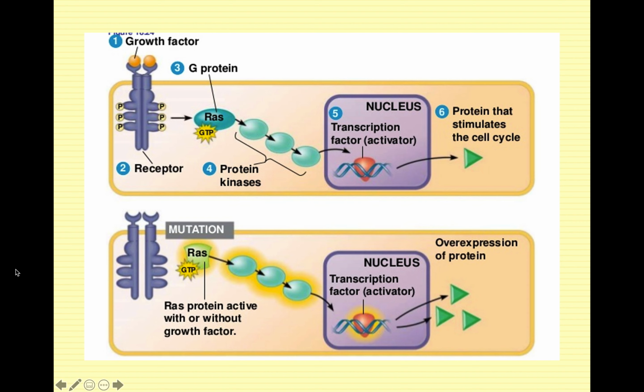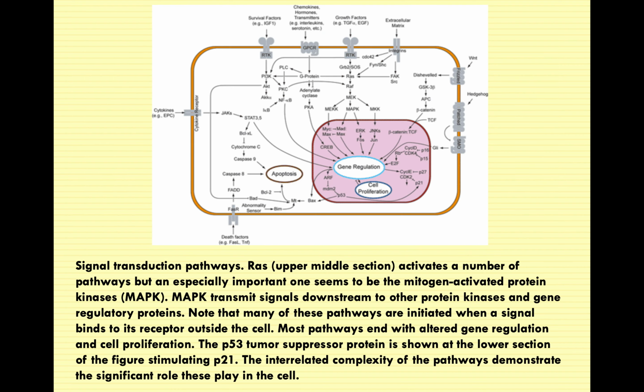But if a mutation occurs, the RAS protein would be active with or without a growth factor. So what happens in the nucleus is that there would be an overexpression of protein, and overexpression is usually not a good thing because in life there has to be a balance. Nothing should be too much or too little.